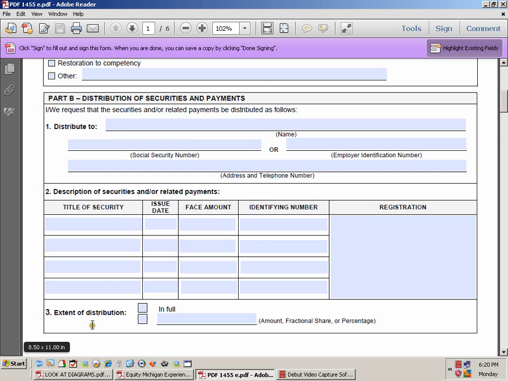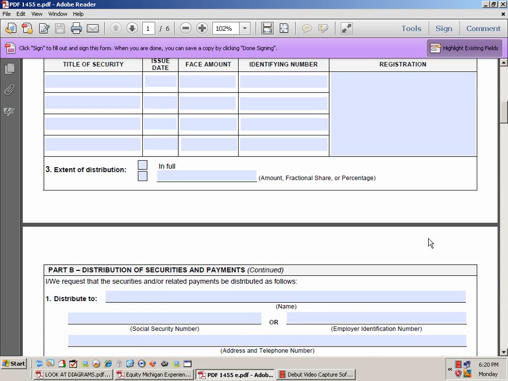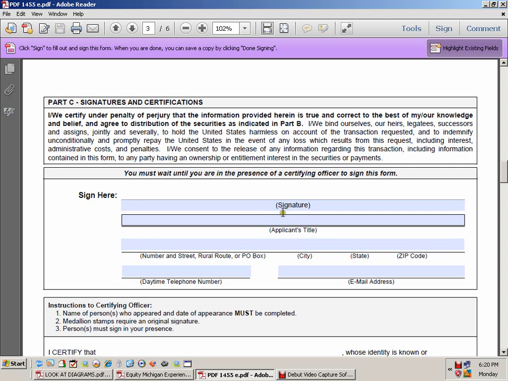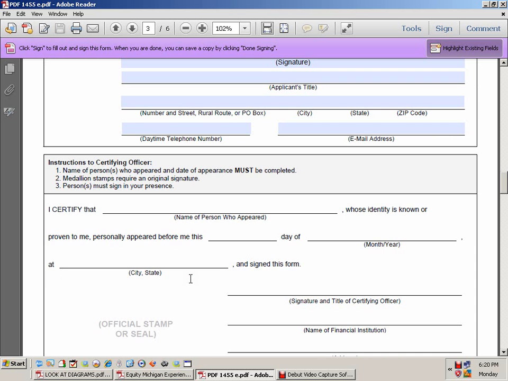Extent of distribution: in full. You want the whole thing, right? You don't need to say how much, just say in full. And then you got to do the signature page. Sign it here. Applicant's title, that's one thing I'd want to be careful with, what the applicant's title is. Date, time, phone number. Right? You're going to certify that it's yours. Well, you're not lying. No worries.